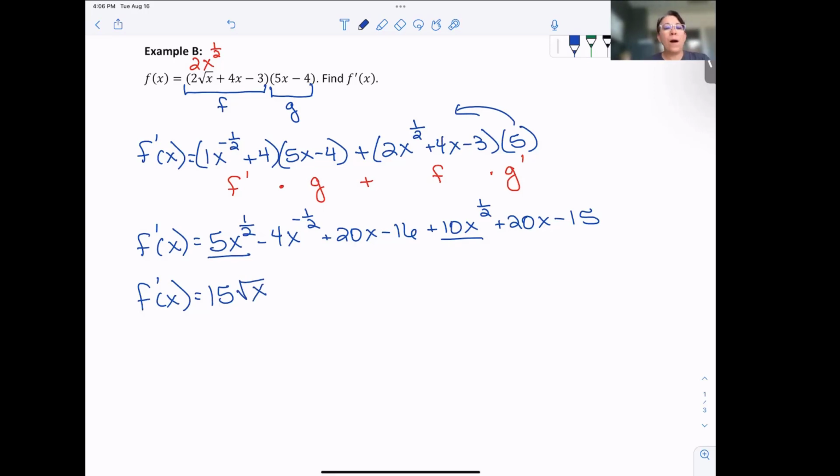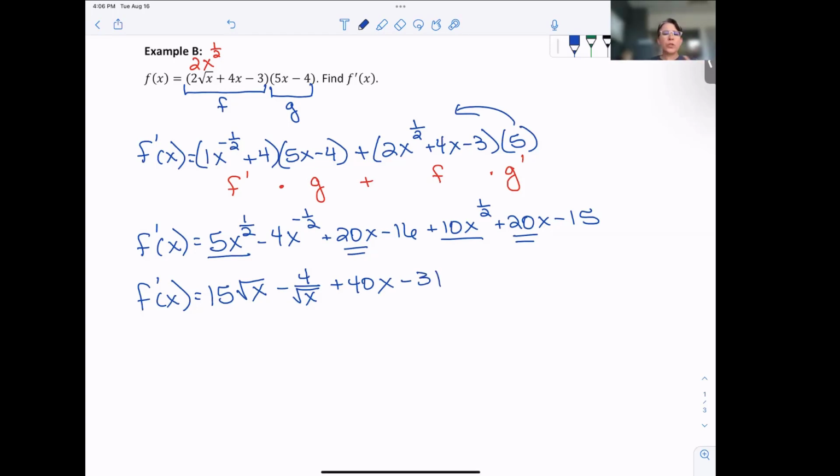We only have 1x to the negative 1/2. So that gives us a negative 4. Remember, a negative exponent gives it the reciprocal, so it changes position. So it's going to go down below as the square root of x. We have two 20x's, so that would give us plus 40x. And then a negative 16 minus a negative 15 is a negative 31.